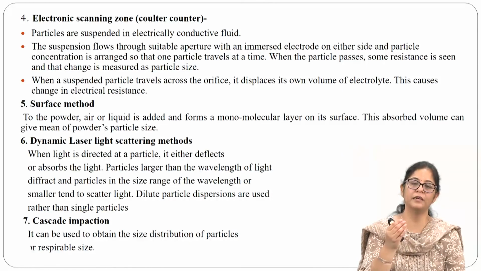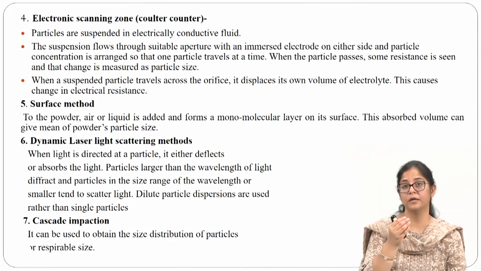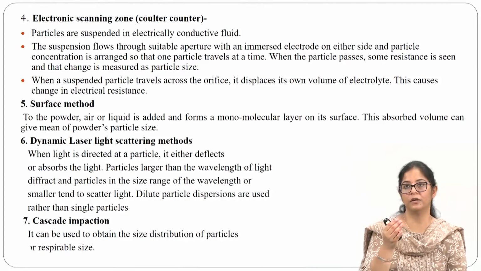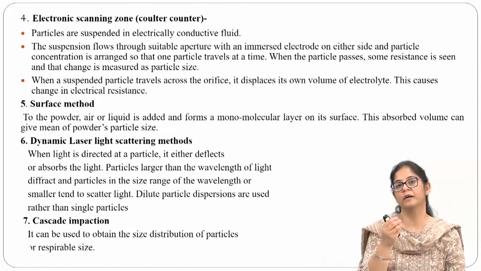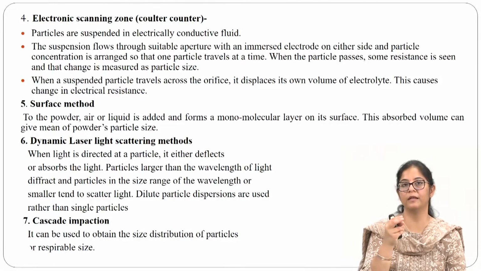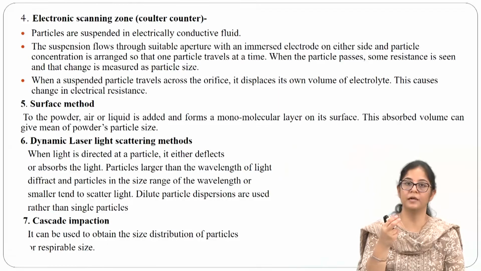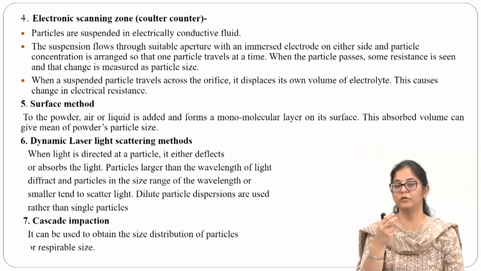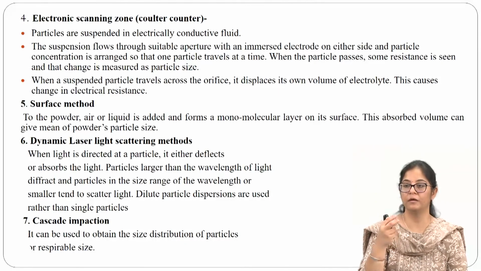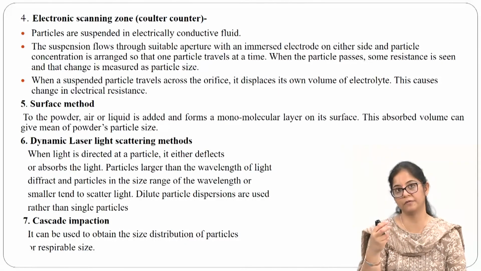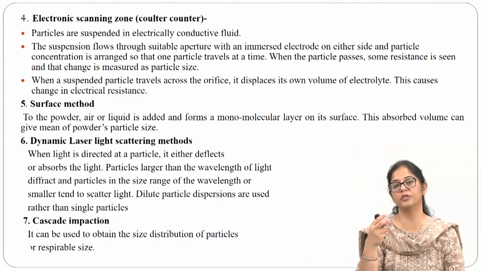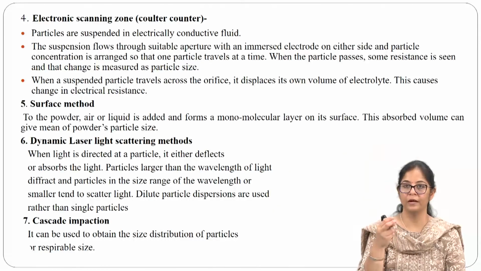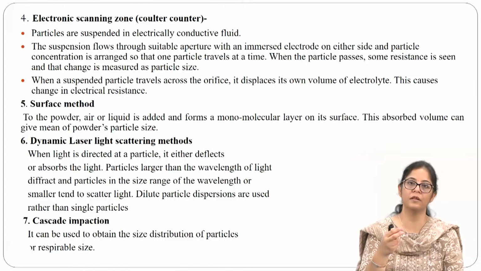That is why generally dilute suspensions are used, so that single particles can be bombarded, they encounter the light, and the size can be easily determined. If it's a non-dilute suspension, maybe 2 or 3 smaller particles can be perceived as a larger particle, and error in the size measurement can occur. So dilute suspensions are used in this technique.